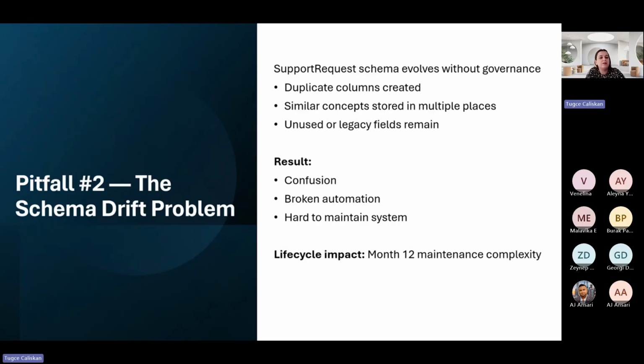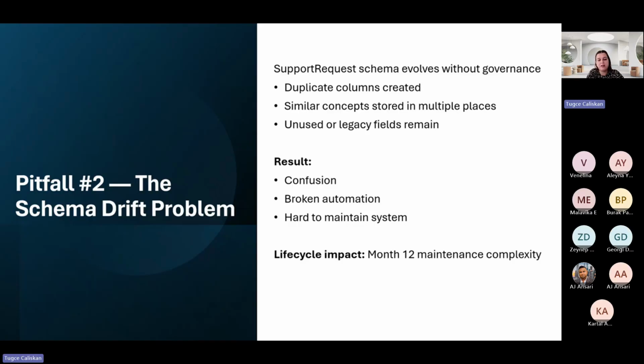Our second pitfall is the schema drift problem. Over time, schema changes accumulate and new columns can be added without clear ownership. We could have similar concepts, similar approaches for multiple forms. Automation becomes more fragile because assumptions are no longer reliable, and this is schema drift. And we can expect, in an ideal world, let's say, this could come as month 12 maintenance complexity to us.